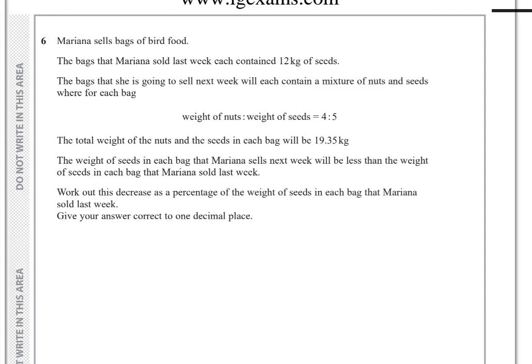Number 6. Mariana sells bags of bird food. The bags that Mariana sold last week each contain 12 kg of seeds. The bags that she is going to sell next week will each contain a mixture of nuts and seeds, where for each bag, the weight of nuts to the weight of seeds is 4 to 5. The total weight of nuts and seeds in each bag will be 19.35 kg.